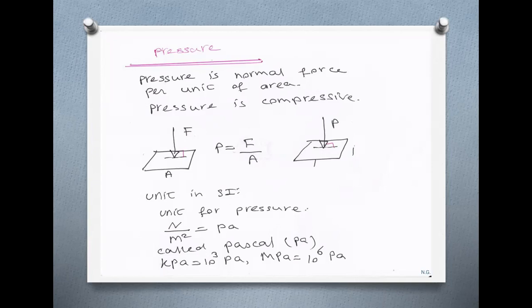And now we talk about pressure. Pressure means normal compressive force per unit of area. As you see in the figure, the force is normal, which is perpendicular to the area, and is compressive. So it's not tensile, it's not in form of tension. So normal compressive force per unit of area, that's the pressure. So P is F divided by A. In the SI system, the unit for pressure is Newton per meter square, which we call Pascal, right? We also have kilopascal, which is 10 to the power of 3 or 1000 Pascal, and megapascal, which is 10 to the power of 6 Pascal.